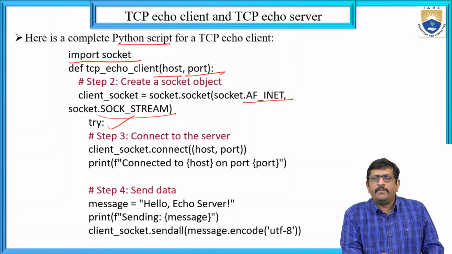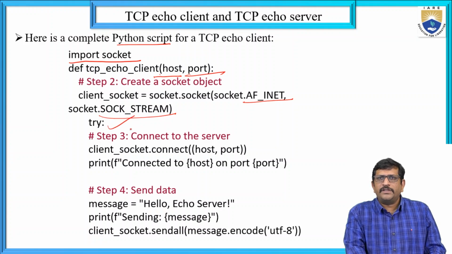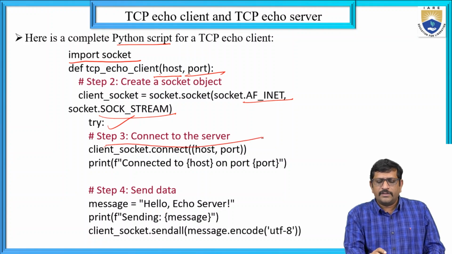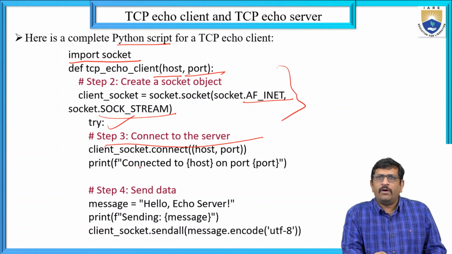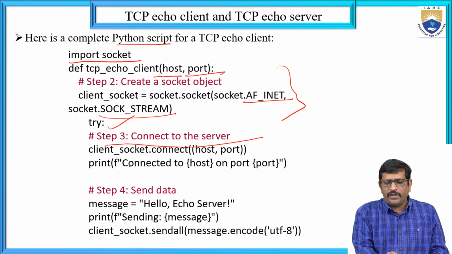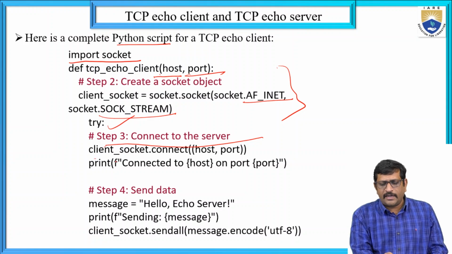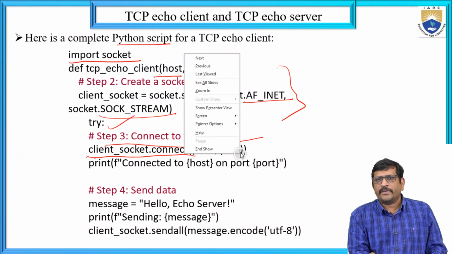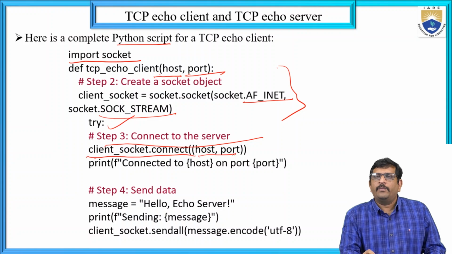Try. So try means here, step 3: connect to the server. How are we going to connect to the server? Once the socket is created, we have to connect to the server. For that we use the socket connect method. At the client side we use client_socket.connect with the host and port number.